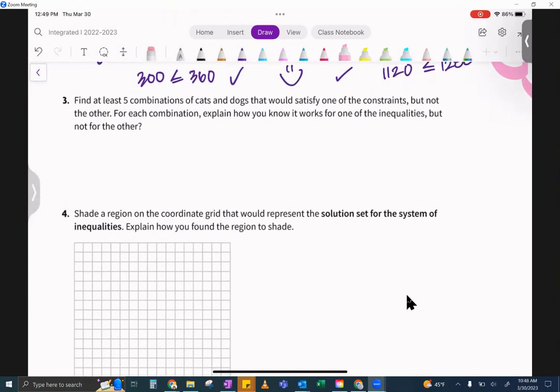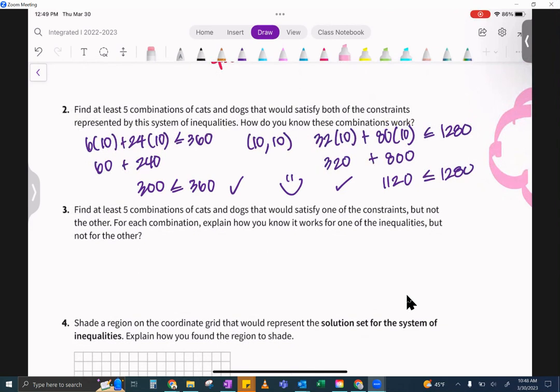Okay. Now it says list at least 5 combinations of cats and dogs that would satisfy one, but not the other. So Ms. Johnson, you want me to find a number of cats and dogs that would work for, say, this side for space, but not this side for money. Is that what you're saying? Yeah, or vice versa. It has to work for one, but not the other. Okay. So let's see. If you were in class right now, I would ask, what numbers would work? And so I'm just going to change one of these numbers and see if I can think about this.